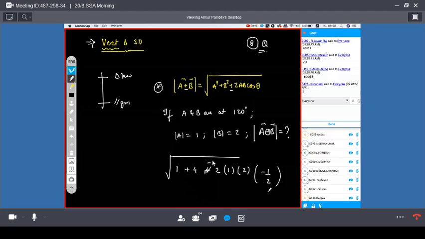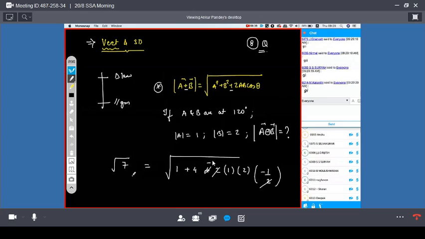Right or not? This and this got cancelled. This minus minus made it plus. Okay. Yes. Got it? Easy thing, right? But still, people missed it out. Complicated. Clear? So be slightly careful with that. Please, please, please.